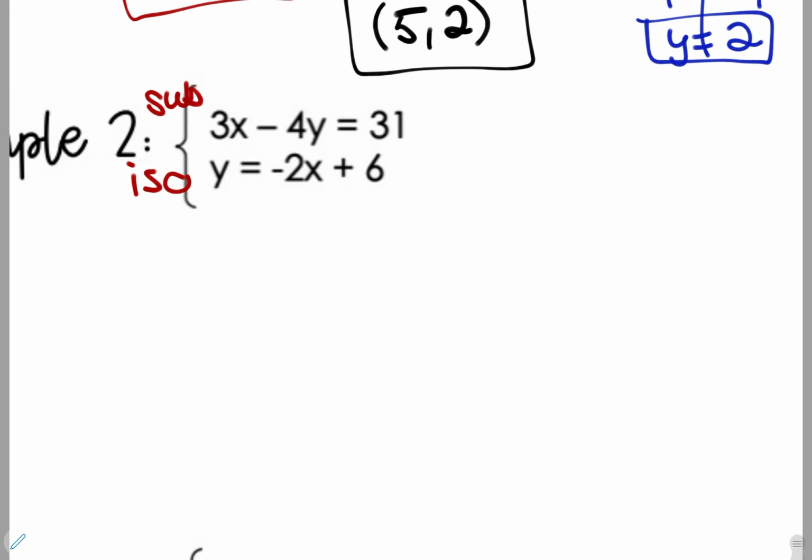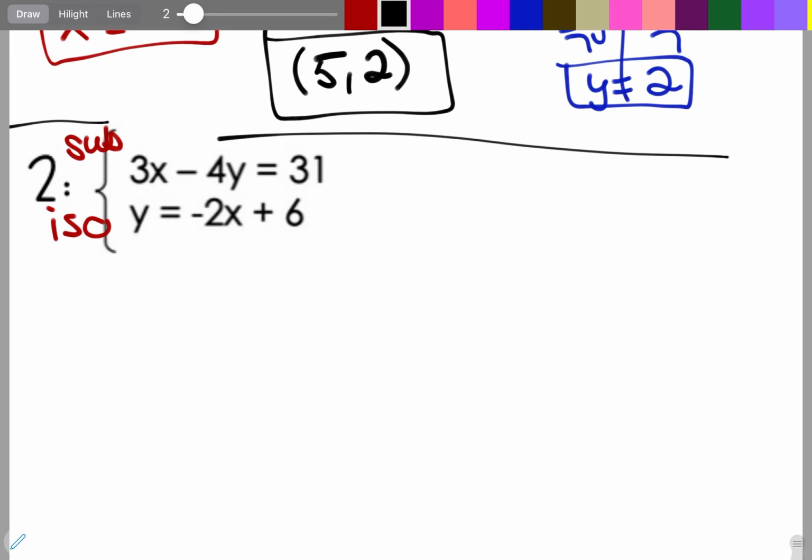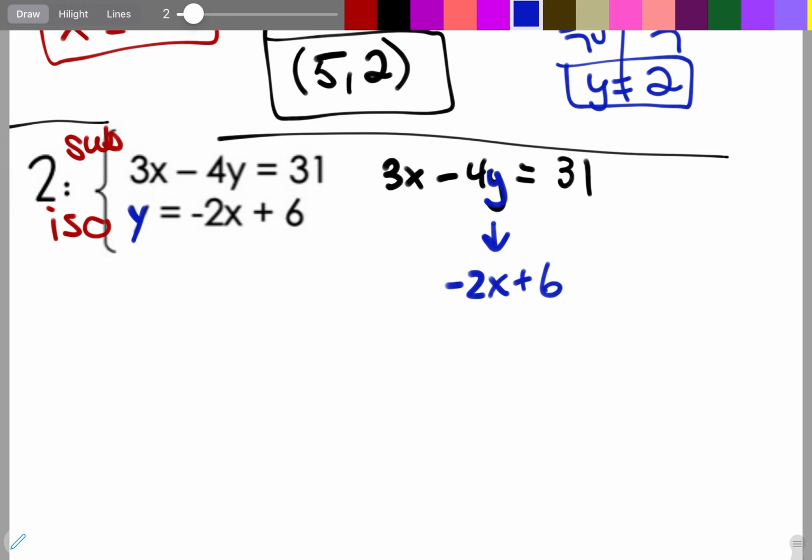For example 2, we have an ISO situation right here with the y equals. So we're going to rewrite our substitution equation. The substitution equation is 3x minus 4y equals 31. This time we're going to go to our y, and we're going to plug in what y is equal to: negative 2x plus 6. And bring down the rest of the problem back into it.